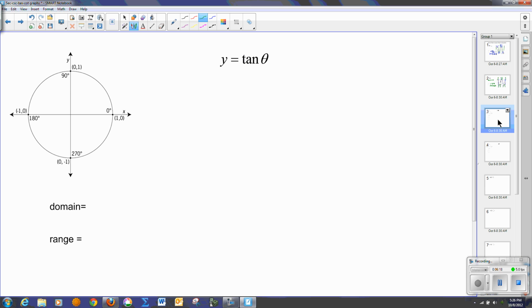So now we're going to graph tangent. And we're going to go back to a similar method of graphing this that we did with our sine and cosine earlier, a couple lectures ago. We're going to take and go from 0 to 360.